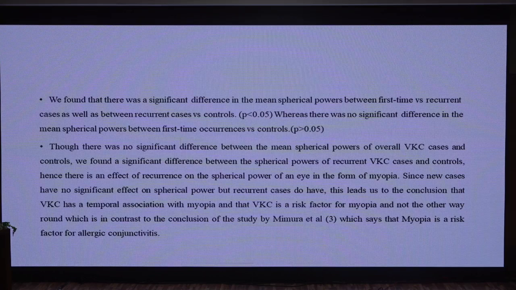Now, discussing again, we are saying the same thing. Since new cases have no significant effect on spherical power, but recurrent cases do, this leads us to the conclusion that VKC has a temporal association with myopia, and VKC is a risk factor for myopia and not the other way around.